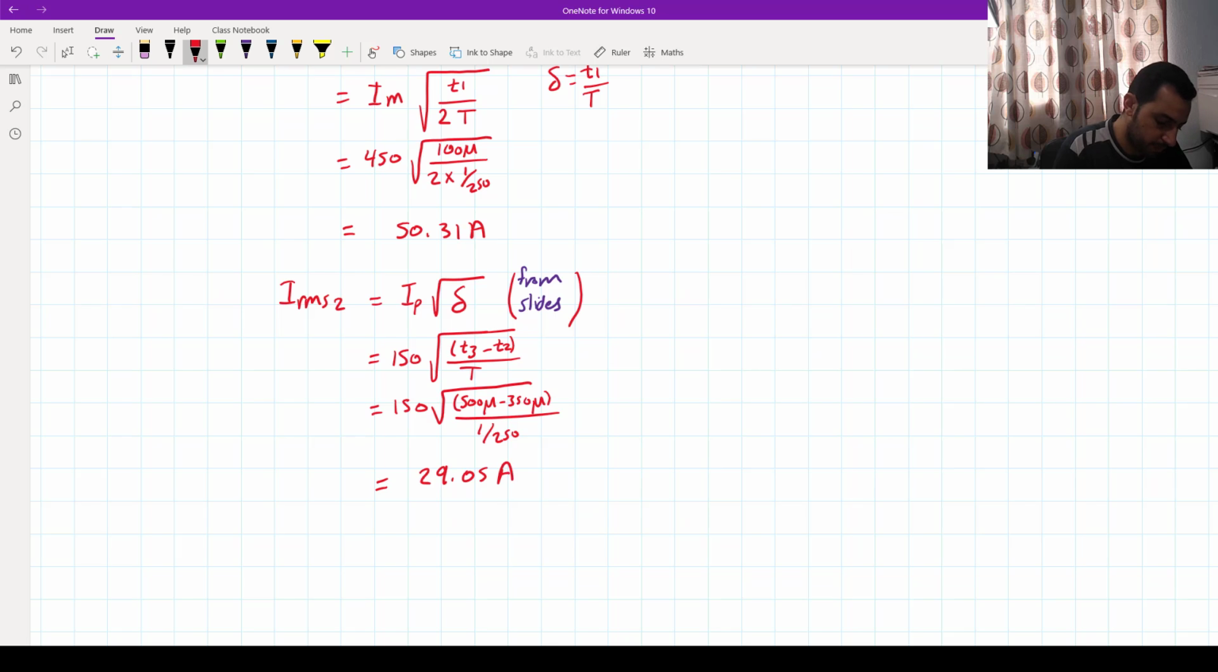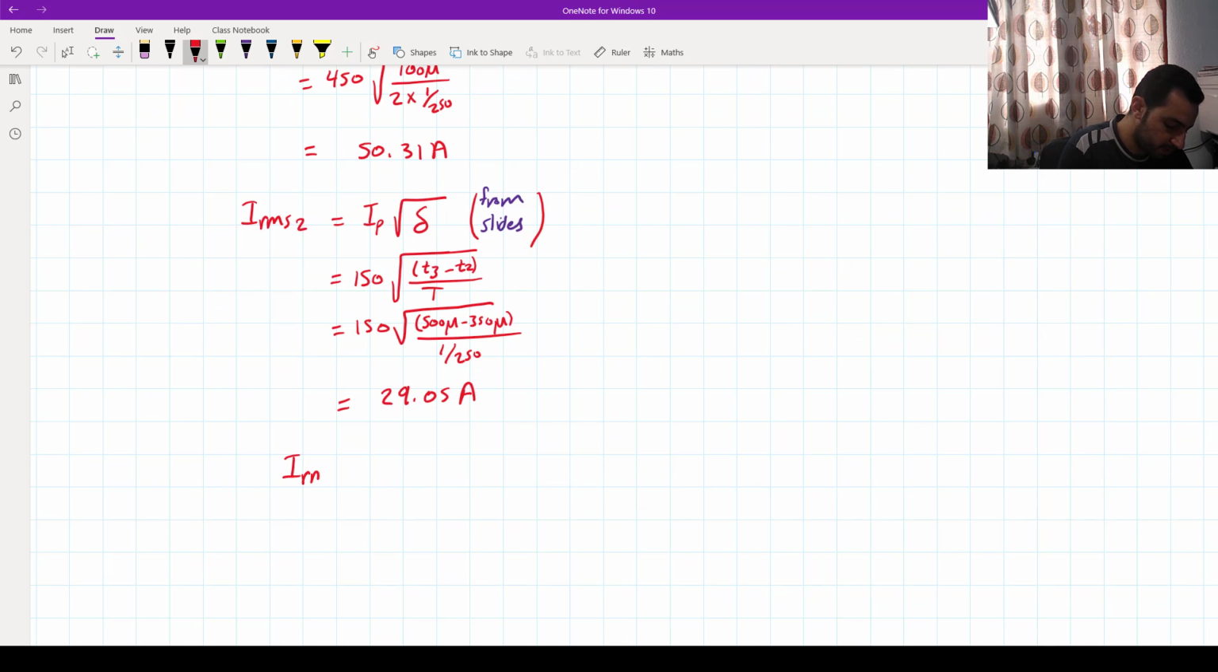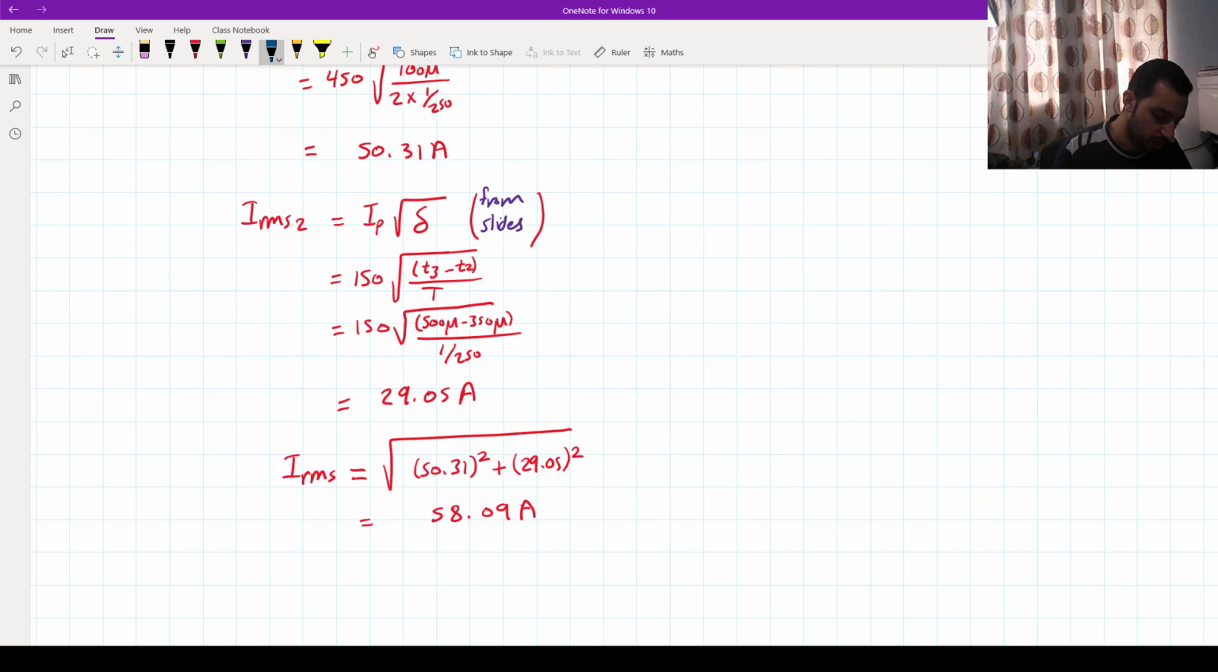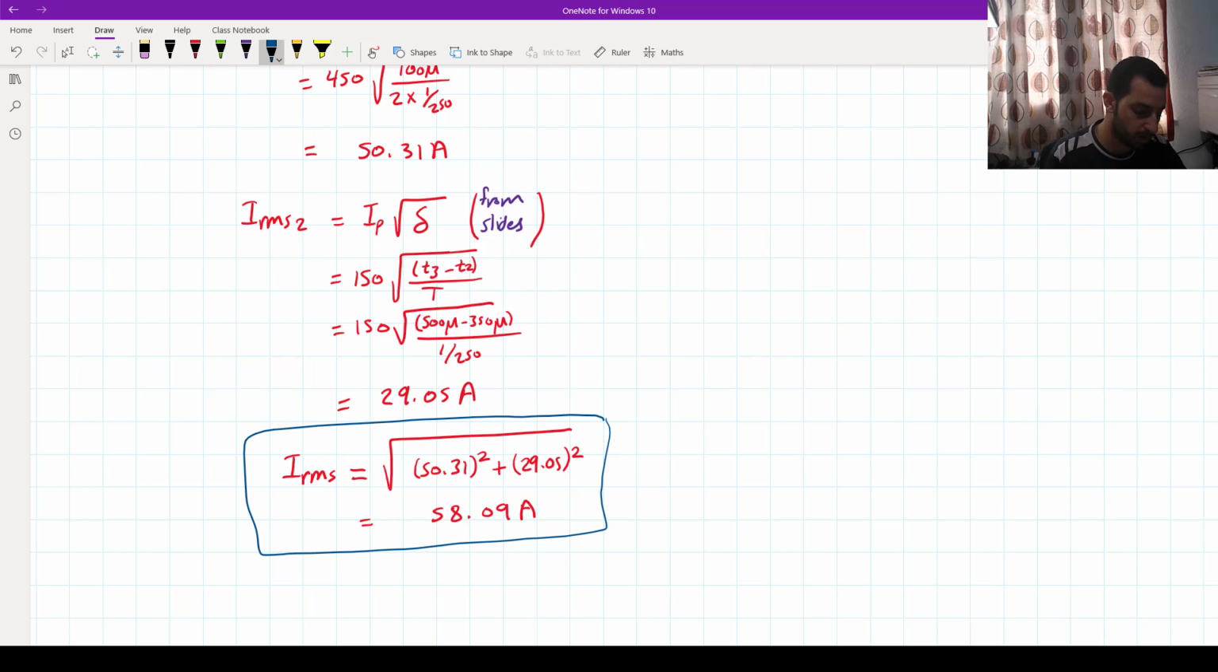29.05 ampere. So finally, the IRMS of the total equals the square root of 50.31 squared plus 29.05 squared, and that will equal 58.09 ampere, and this is the RMS value. So we use the equation of separating the RMS into two values and then combining them by the square root of the sum of their squares. Okay, and that's it for problem 3.